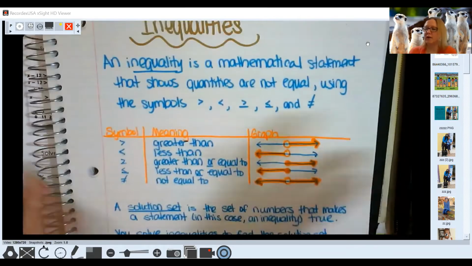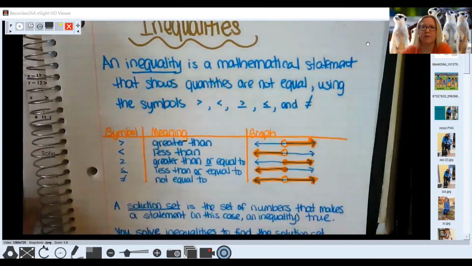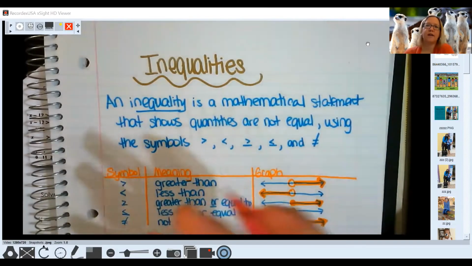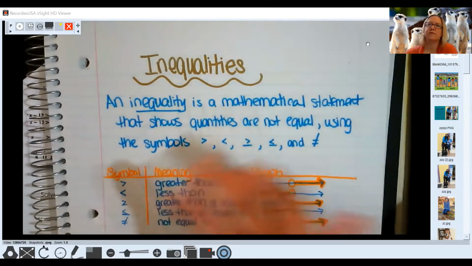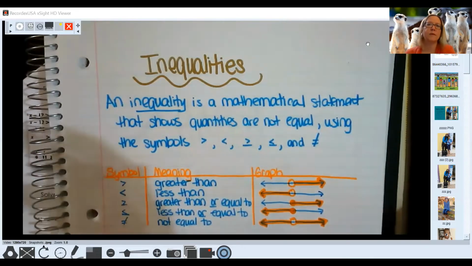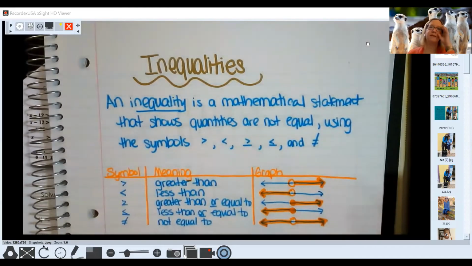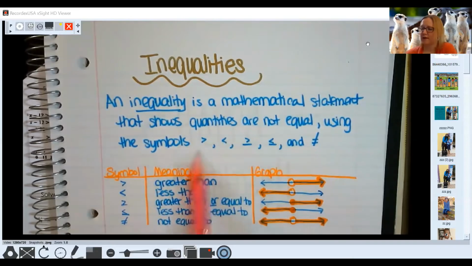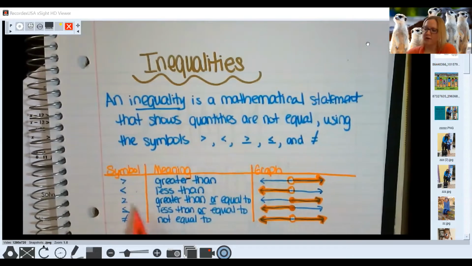All right, so inequalities, like I said, we're going to look at page 9 in your MSG, but I want to just start with a quick overview. Remember an inequality: if you break the word down, the root word is equal, the prefix is in, and inequal means not equal. So an inequality is basically a mathematical statement that shows quantities that are not equal. And they use those symbols we've used in the past: greater than, less than, greater than or equal to, less than or equal to, or not equal to.